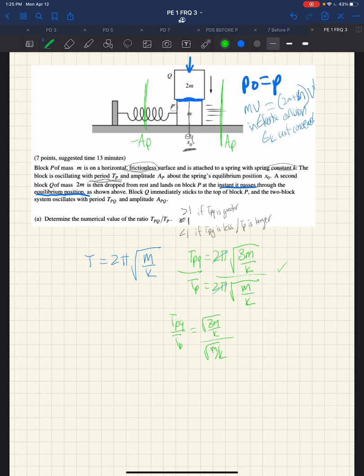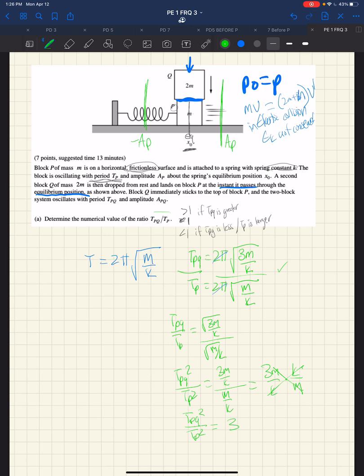Now you may think you know some shortcuts in your head, but most people try to take those and got it wrong. We have square roots. We want to undo that. The simplest way to do that is to square both sides. Squaring both sides, TPQ squared over TP squared is then equal to 3m over k divided by m over k, which then is 3m over k times k over m. K's cancel, m's cancel. So we're left with TPQ squared to TP squared is 3.